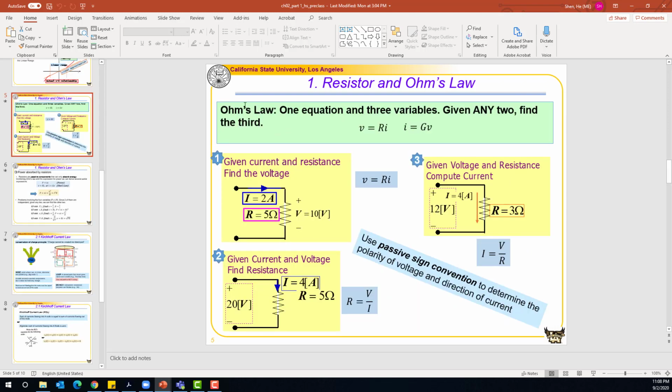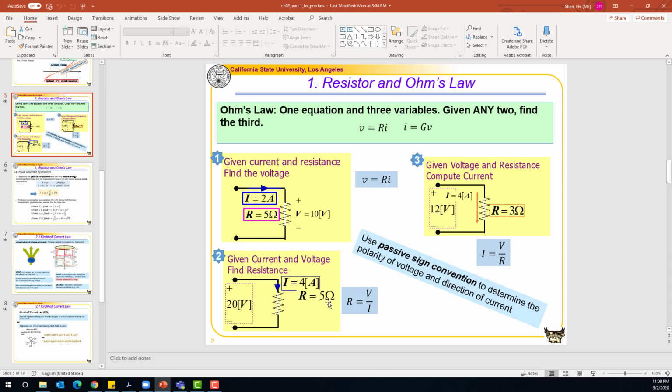From the expression of Ohm's law, we know that it has 3 variables, V, R, and I, or you can say I, G, V. So given 2 of these 3, we'll be able to find the third. So we have 3 types of problems here. The first case, given the current and resistance, you will be able to find the voltage. So voltage is equal to R times I.